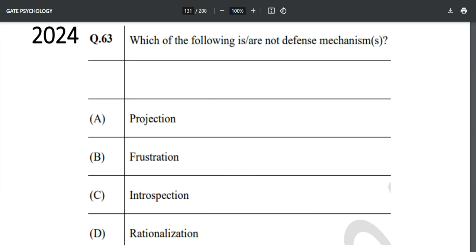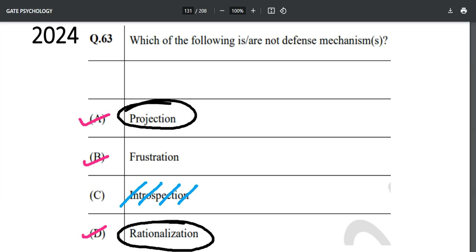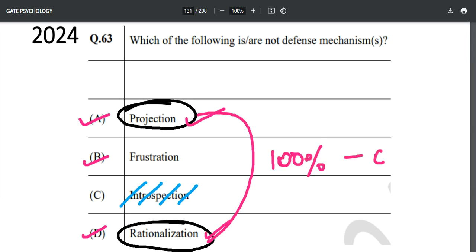So we all know that introspection is never going to be the answer. Now we are confused between projection, frustration, and rationalization. If you have studied, you will definitely know that option A and D are the correct answers, because these are 100% defense mechanisms you will find in the C book as well, or any NCERT or any good general psychology book. You will find the answer for what a defense mechanism is.